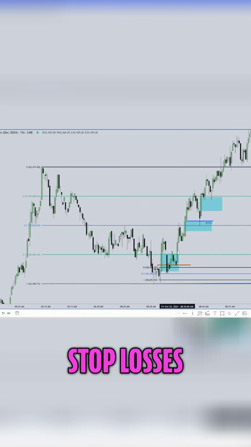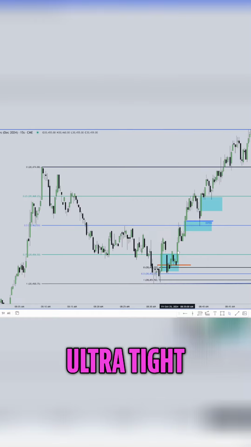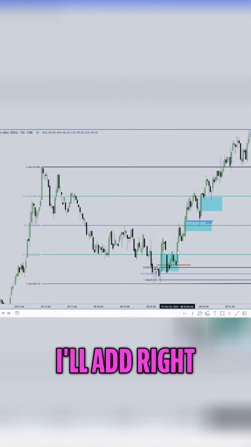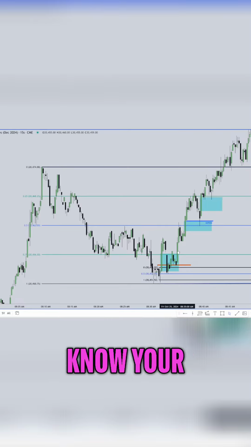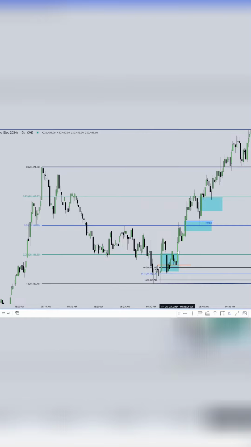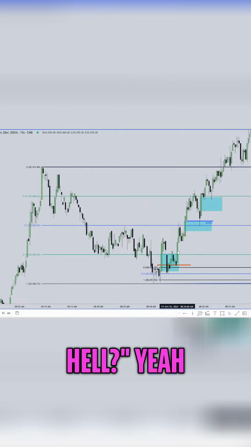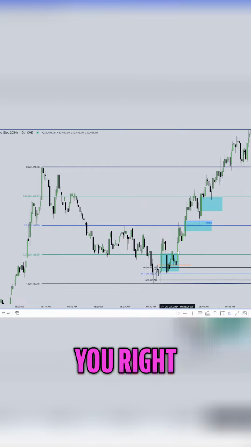And you see my stop losses and they're ultra tight and I'm sitting comfortably and they're getting real close to it. I'm not worried about it. I'll add right there. I just shared it with you the other day. I added right into it when it was getting close to my stop loss, more, because I know your jaws would hit the floor. And then all the comments that came behind that trade. What in the hell? Yeah, because I'm using what I'm showing you right here.